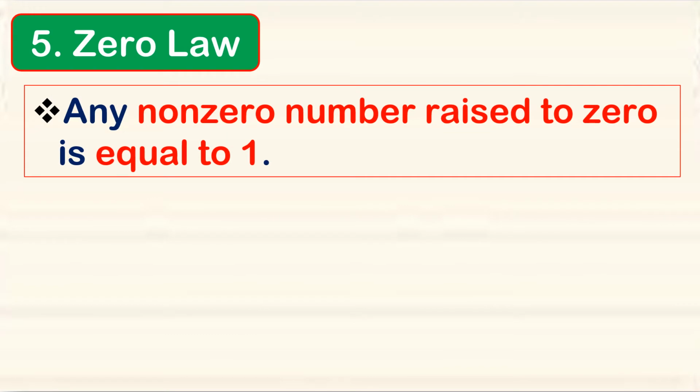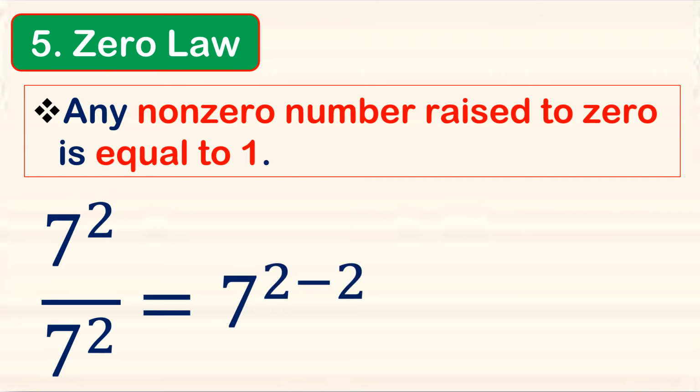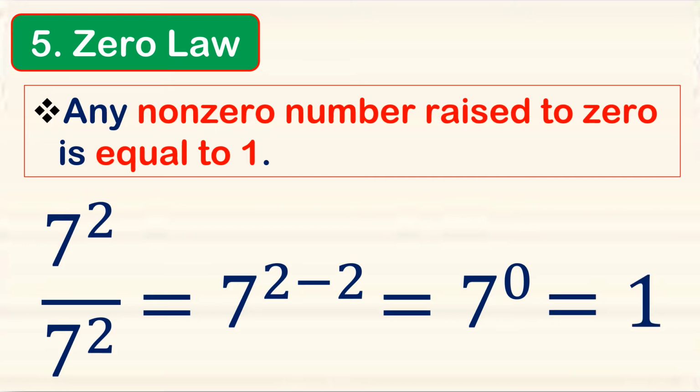Now let us have the zero law. The zero law states that any non-zero number raised to 0 is equal to 1. So if we have 7 squared over 7 squared, using the quotient law, dividing powers with the same base, we copy the base and then subtract the exponents, 2 minus 2, and 2 minus 2 is 0, so we get 7 raised to 0, and 7 raised to 0 is equal to 1.